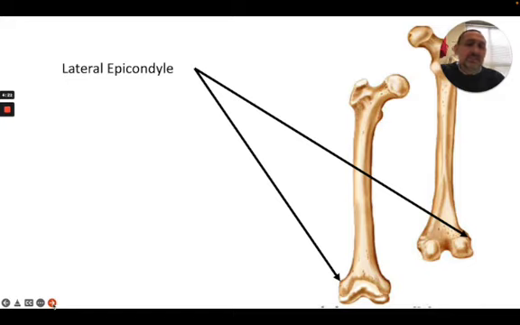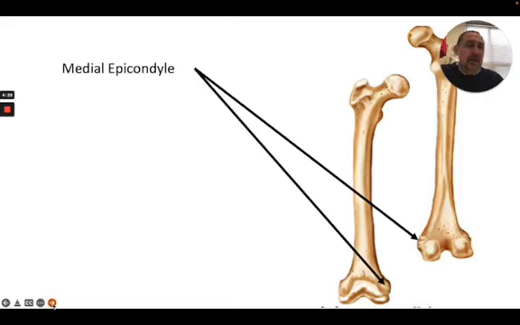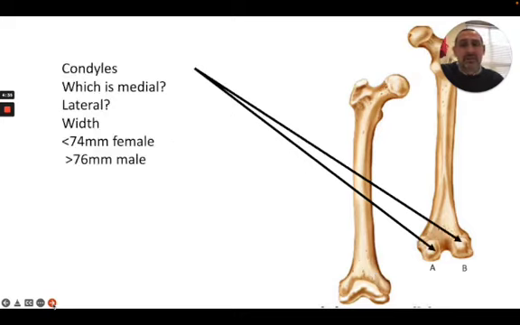Just like the humerus, the femur has epicondyles, a bump on a bump. So these can also give us an indication of some things about the bone, but lateral to the outside, medial to the middle. The width of those can give us an idea of whether the skeleton is male or female.